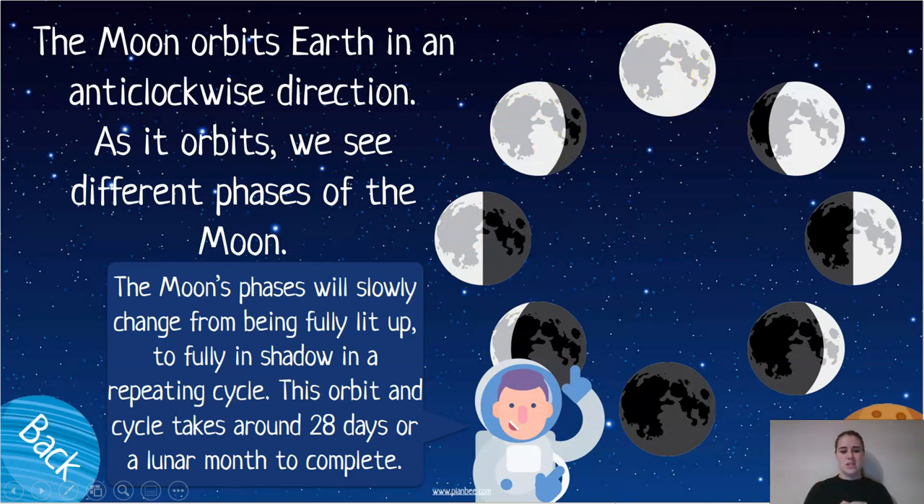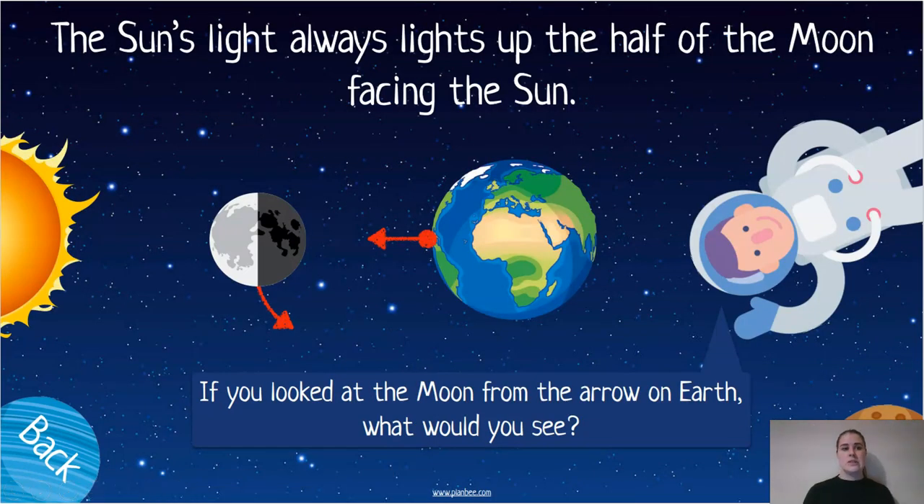Now this usually takes around 28 days or a lunar month, okay, so lunar, so moon, lunar month to actually complete. So for it to go through a full cycle from start to finish all the way around takes about 28 days. So the Sun's light always lights up the half of the moon facing the Sun. So whichever side is in front of the Sun, so between the Sun and the Earth, that's the bit that's going to be lit up.